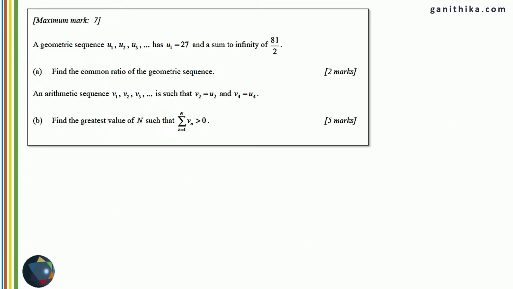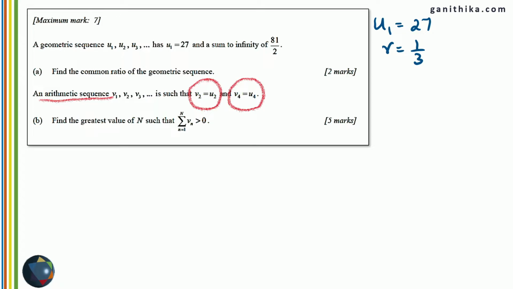Let's move to the next part of this question. From geometric sequence, we are moving on to arithmetic sequence. This arithmetic sequence is connected with the previous geometric sequence, because V2 of this arithmetic sequence, which is term 2 of the arithmetic sequence, is the same as the second term U2 of the geometric sequence above, and similarly V2 is equal to U4. So what do we have now from the previous question? We have U1 is equal to 27 and r is equal to 1 over 3.